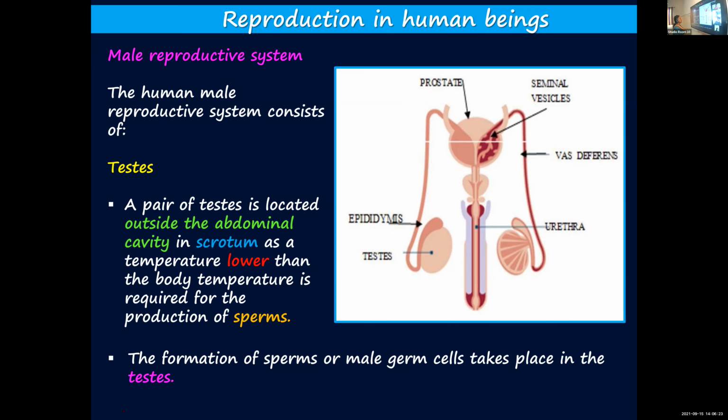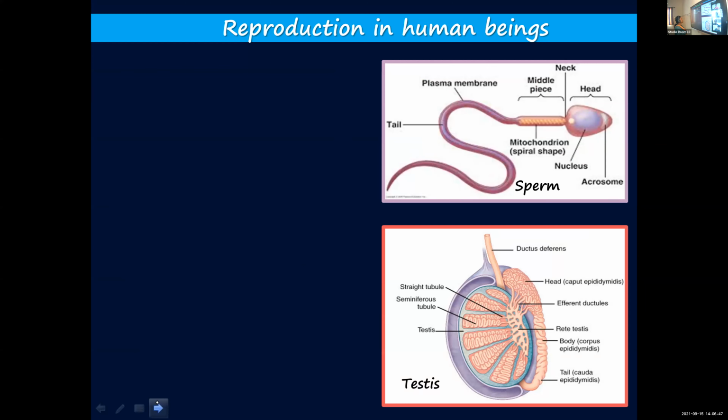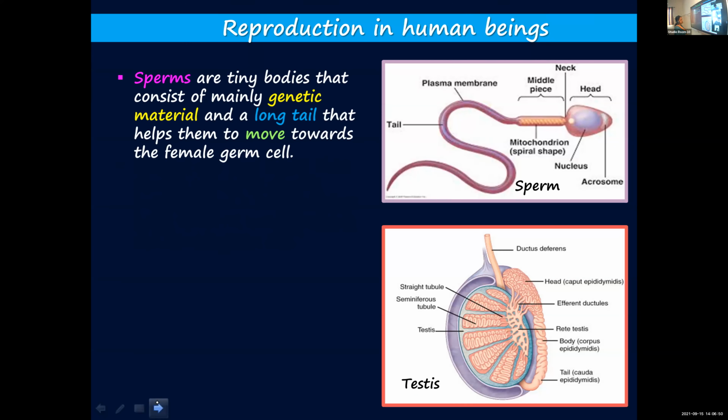The formation of sperms or male germ cells takes place in the testis. It is in the testis that the male gametes or sperms are produced. And we will see more about sperms. Sperms are tiny, microscopic structures that consist mainly of genetic material. You can see the picture of a sperm here.